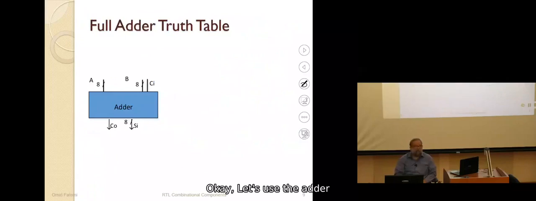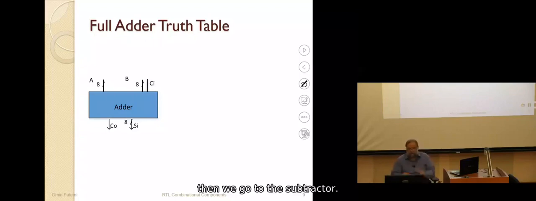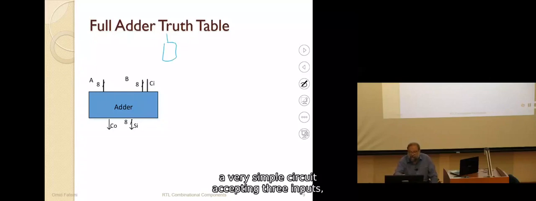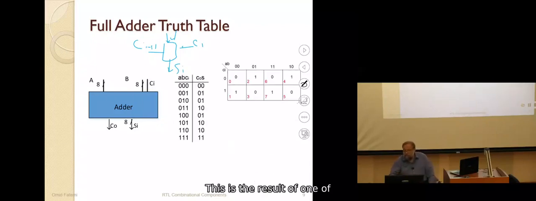So let's use our adder that we have built before also for subtraction. Let's start with the adder, then we go to the subtractor. As I told you, the adder is a very simple circuit accepting three inputs, AI, BI, and CI, and generating two outputs, SI and CI plus 1, or CO, carry out. So we use this 8 times, and then we get the result. This is the result of one of them, because when we have AI, BI, CI, we have CO and SI. The truth table is this.